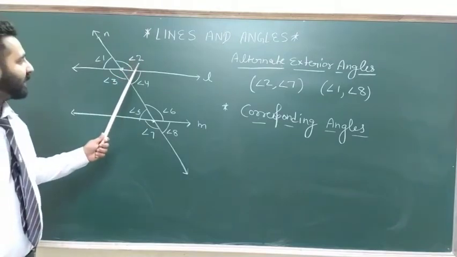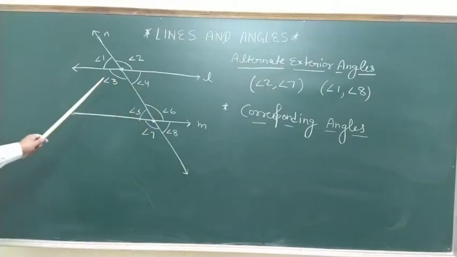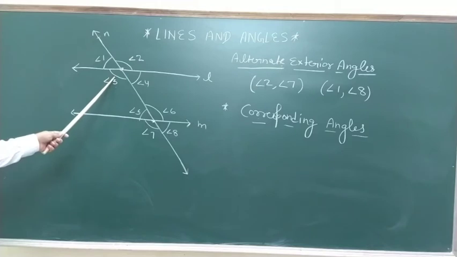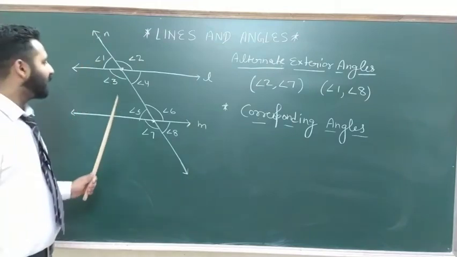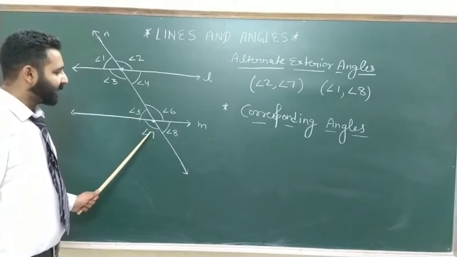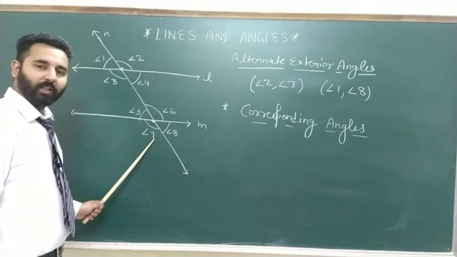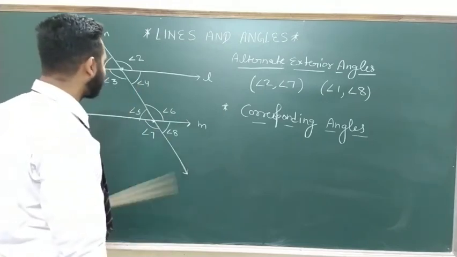Same way from this side, angle 2 and angle 6 are corresponding. If we take angle 3, angle 3 is on the left hand side of the transversal but below the parallel line. So here, on the left hand side you have angle 7, which is also under the parallel line. So these are also corresponding.